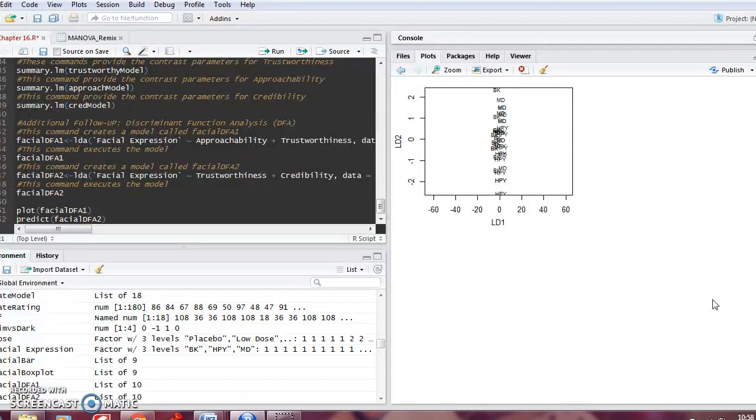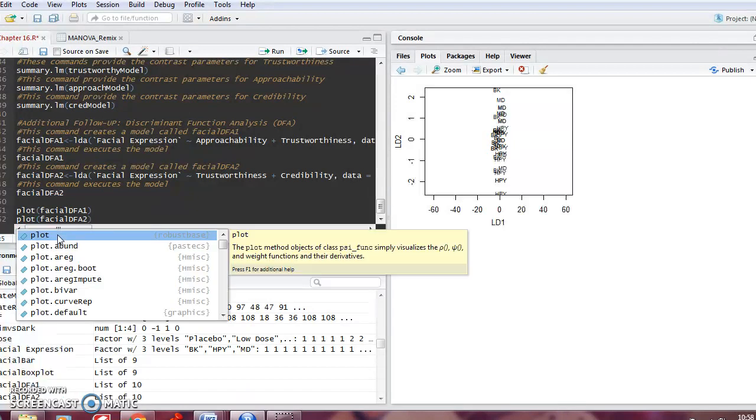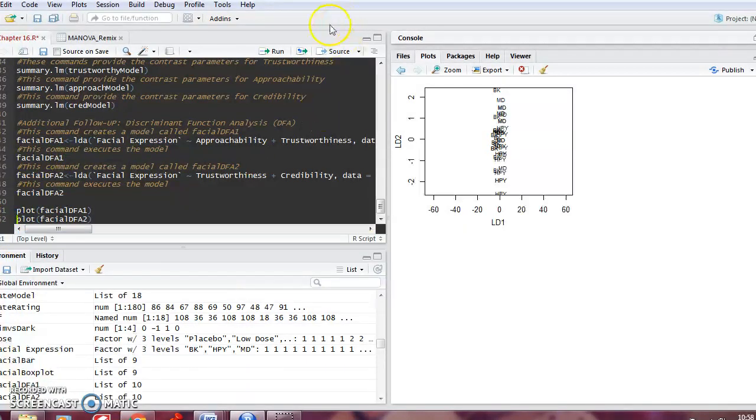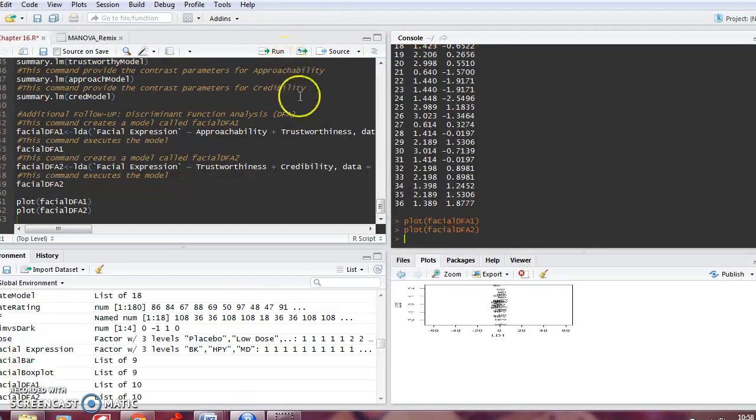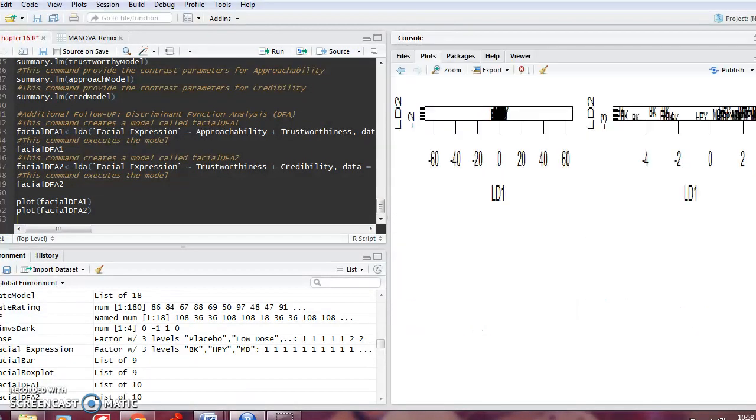So it appears that it doesn't really discriminate as well as I thought. That's kind of interesting. But nonetheless, that's pretty much it for our first follow-up for our DFA. Man, this is what you're going to be dealing with if you're in stats, folks. So let's see the other one.